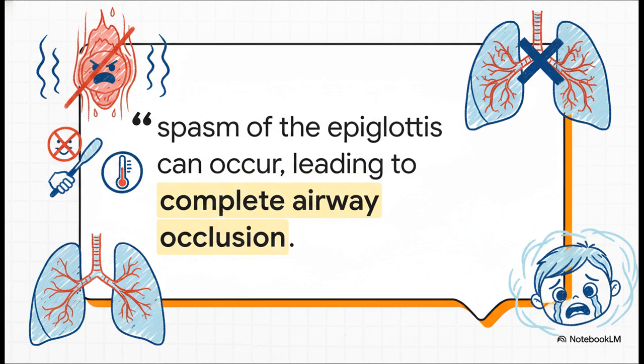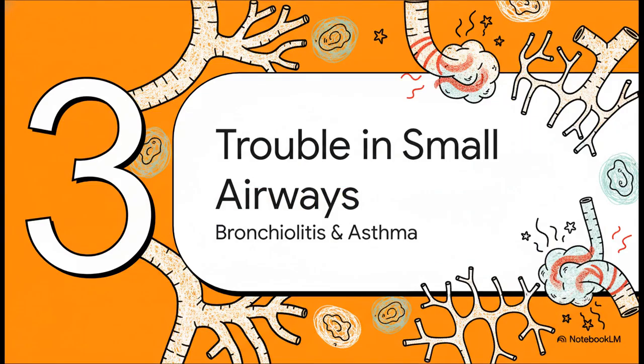Your one and only job is to keep that child calm and get ready to secure their airway. All right, let's take a trip further down the respiratory tree. We're leaving the big upper airways and heading down into the tiny, delicate bronchioles. And down here, we meet two new problems, bronchiolitis and asthma.